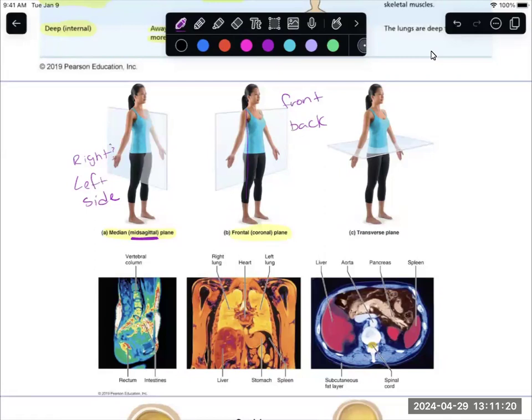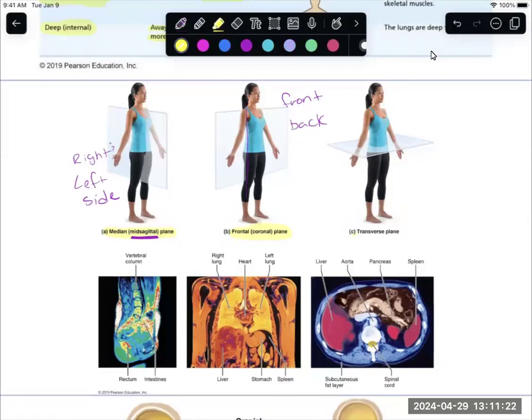And then transverse. Transverse gives you slices up the body. This is how an MRI is run. Same with the CT. They're slices. They take tons of little tiny slices traveling up the body or down, depending on what they're looking for. So with this one, you're going to get a top and a bottom.